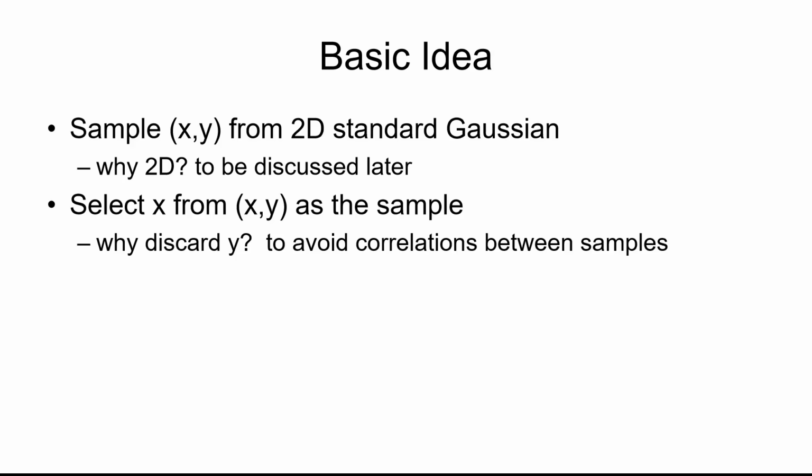Okay, and after we get the coordinates x, y, we can keep x from x, y as the sample, because we know that in 2D standard Gaussian distribution, its projections on x direction or y direction are both 1D Gaussian distributions. So the x here will follow a 1D standard Gaussian distribution. So why do we need to discard y here? Because we don't want to have a correlation between x and y. So if we keep both x and y, then we have correlated samples. And because we want to generate independent samples, we only need to keep one of them and discard the other.